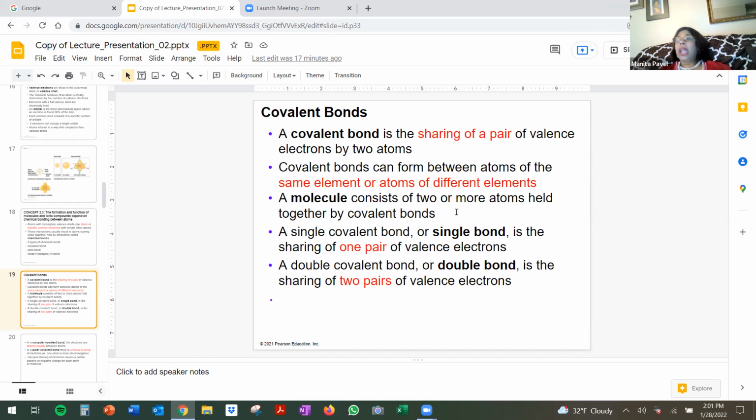O2, oxygen, N2, CO2, they're molecules also. Carbon dioxide gas. Covalent bonds come in two types: you have a single covalent bond and you have a double covalent bond. What's the difference between a single covalent bond and a double?